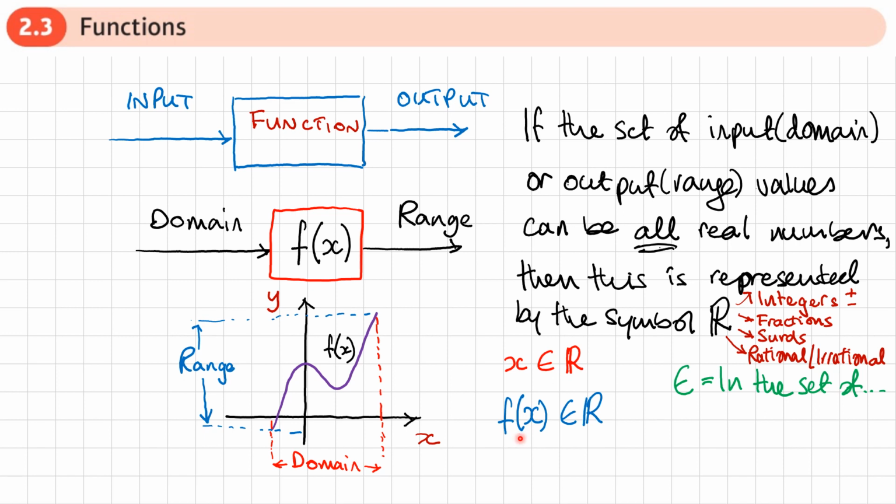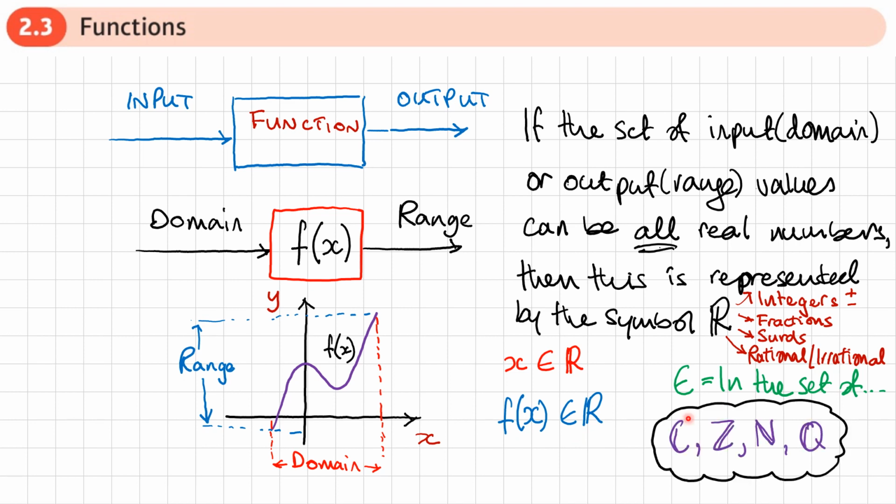And then if I want to show that my range can be any real number, so any number can be the output number from a particular function, then I'd show this. So this means basically the function, the output numbers, the range is in the set of real numbers. My output can be any number, any real number.